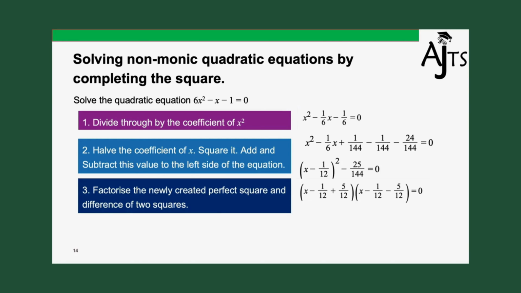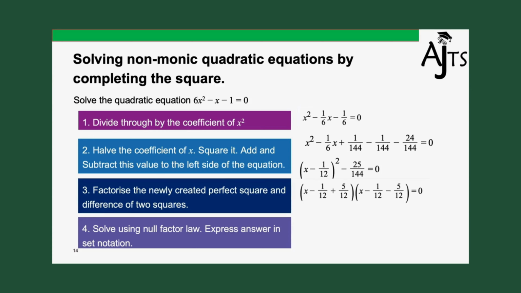We then factorize this difference of two squares to give x minus 1 over 12 plus 5 over 12 times x minus 1 over 12 minus 5 over 12 equals 0. Step 4. Solve using null factor law. We assign each linear factor equal to 0 and solve for x. That is x plus 1 over 3 times x minus 1 over 2 equals 0.